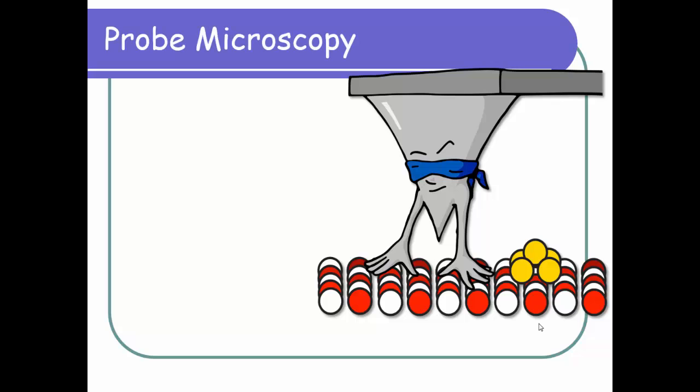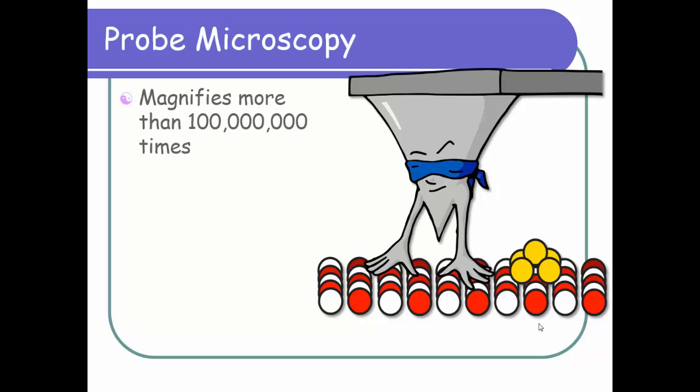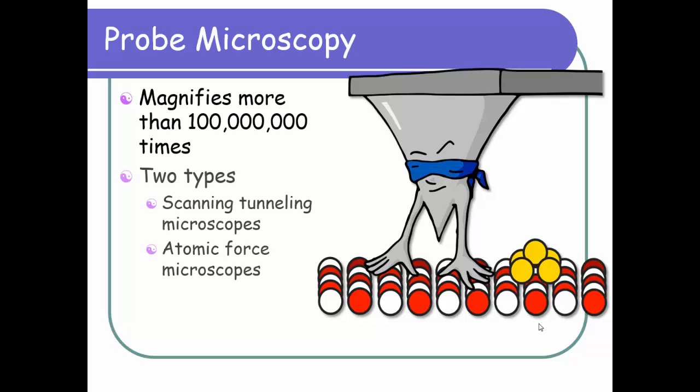Probe microscopy, as this picture depicts, actually feels the specimen. Probe microscopy can magnify up to 100 million times magnification. However, in using probe microscopy, we destroy the sample. There are two types, the scanning tunneling microscope and the atomic force microscope.